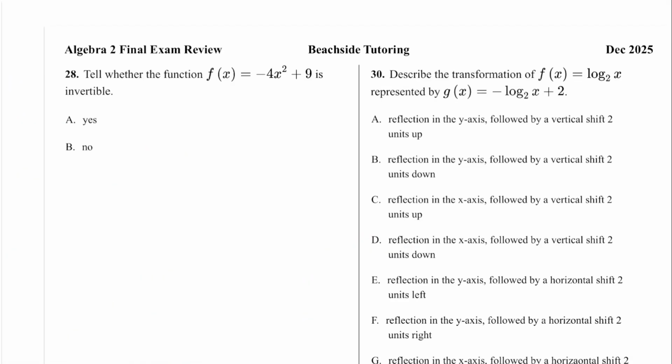Number 28. Tell whether the function f of x equals negative 4x squared plus 9 is invertible. Well, in order to figure this out, all we have to do is put in our y equals negative 4x squared plus 9, switch x and y, and then solve the equation again for y. So we'll subtract 9 from both sides. We'll divide by negative 4, and then we'll take the square root.